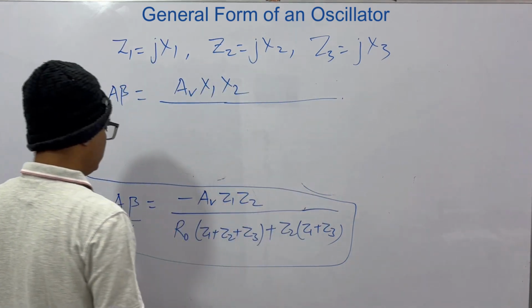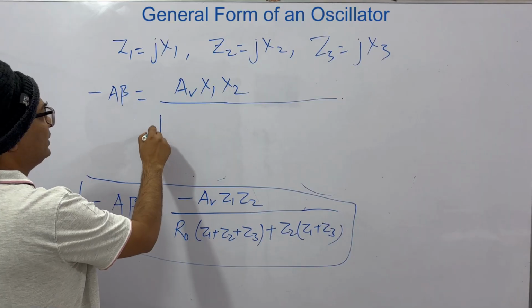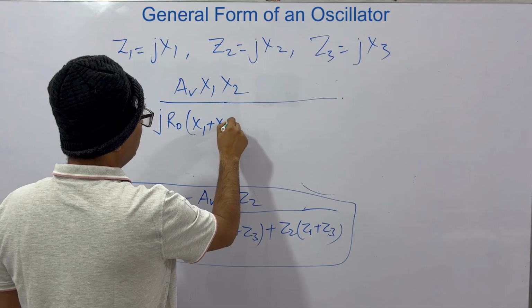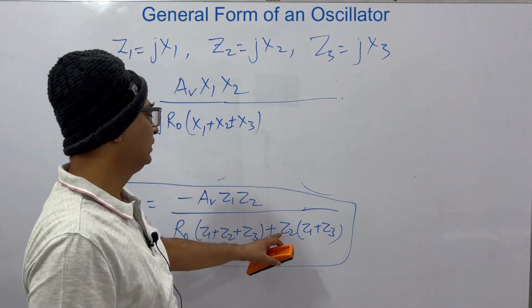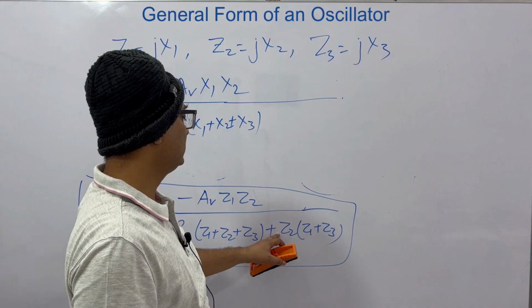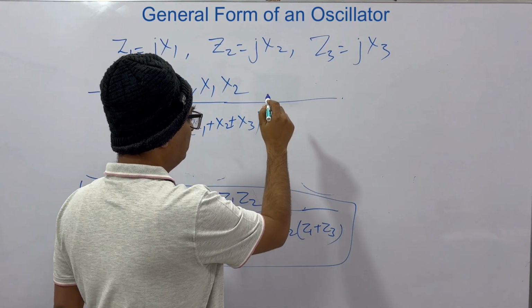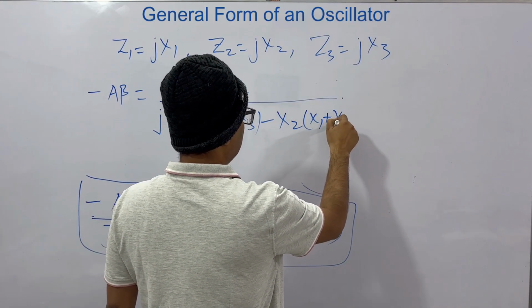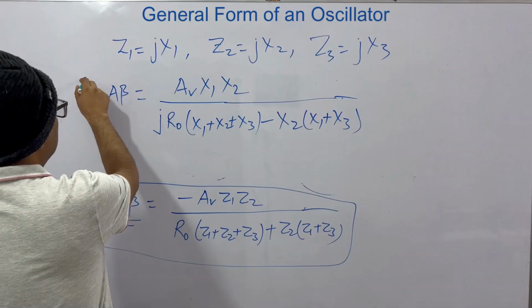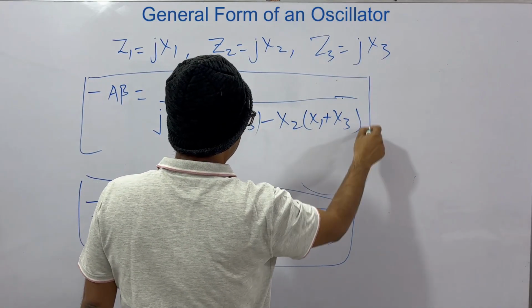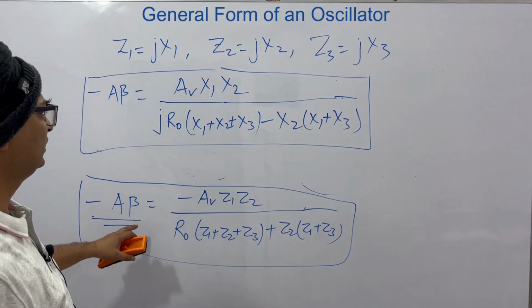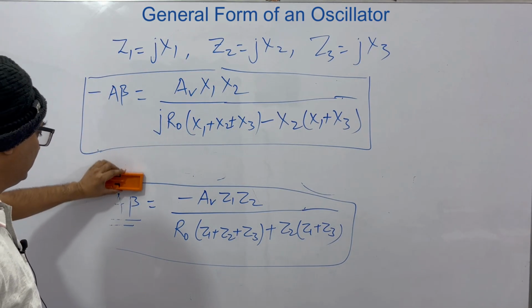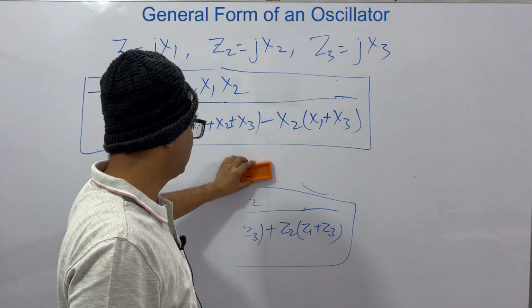Similarly, you have this. See, so you can take j out, RO into X1 plus X2 plus X3. And here you can take one j from here and one j from here. So that will be minus j square, and this will be X2 into X1 plus X3. Okay, so this is the second most important expression. This and then this. From here we have a very interesting relation.